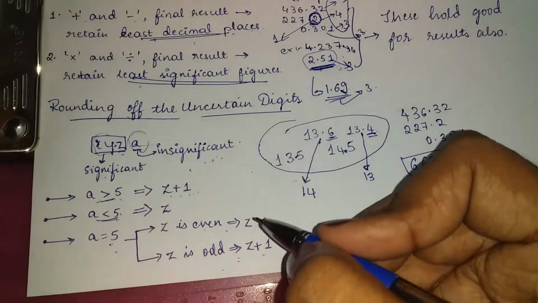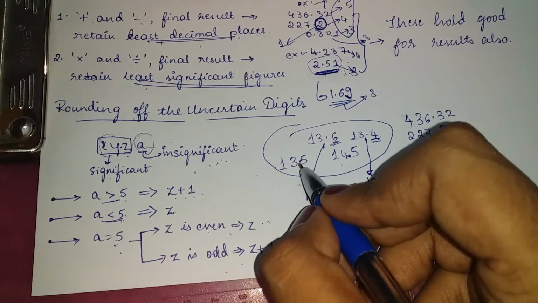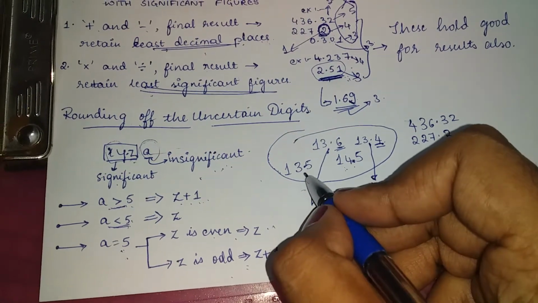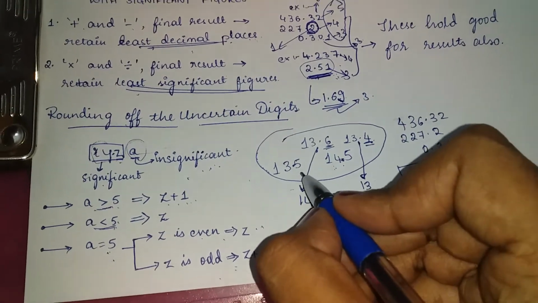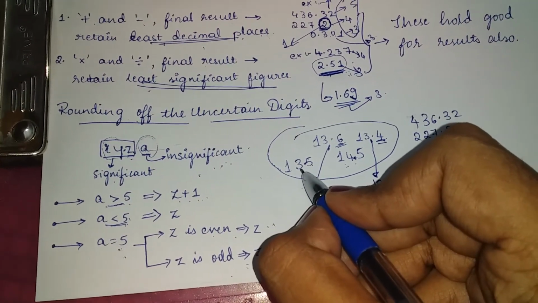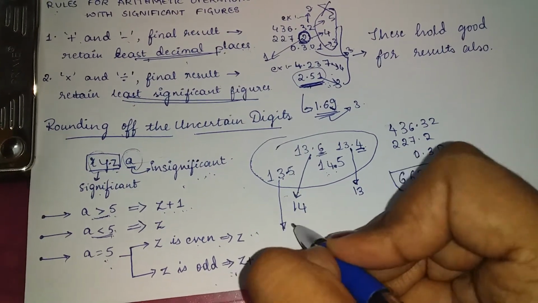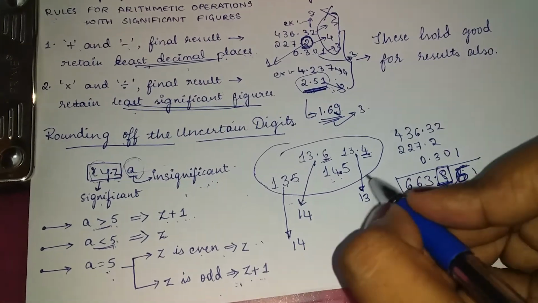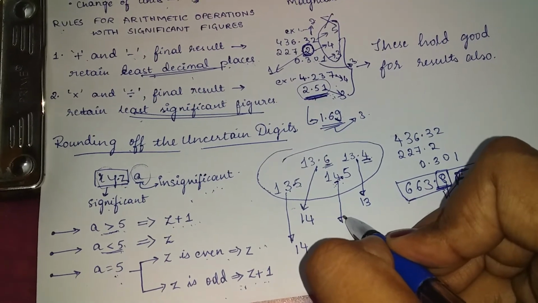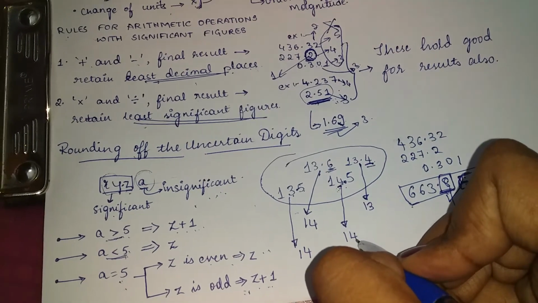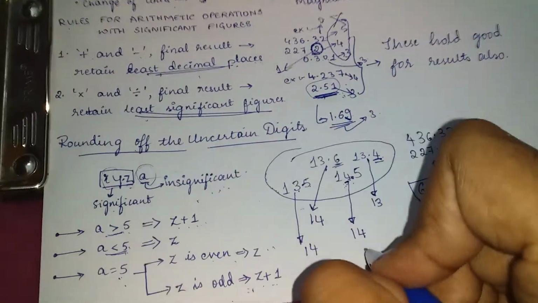But here, to round both of them off to two significant figures, the third digit is 5. So now it depends upon the preceding digit. Here the preceding digit is odd. If it is odd, you need to add 1, so this is going to be rounded off to 14. But here the preceding digit is even, so this is going to be rounded off to 14 only. That is, here you're not adding anything to the preceding digit, you're just ignoring this final digit.